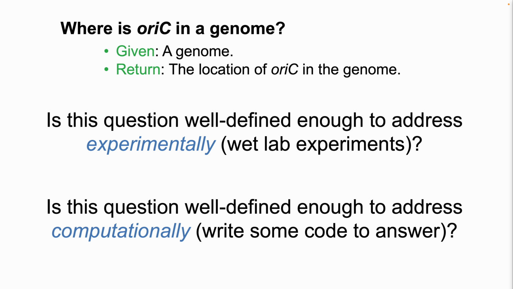What about computationally? You think you could write some code to figure that out? You're already nodding your head. What would you do? So, I map out the gene. But we don't know what the gene is. We know there is one because we know replication always starts in the same spot, but we don't know where that spot is. Yes, we'll pretend we have the genome.